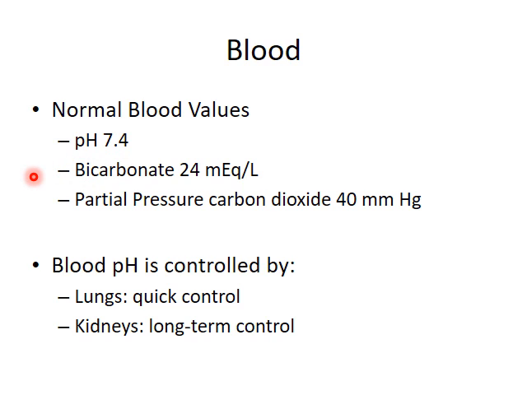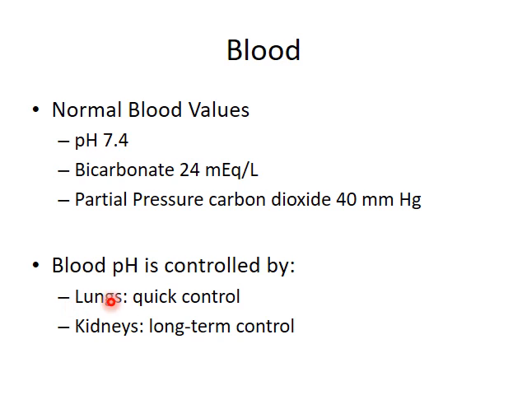This is under control by the kidneys, whether or not the kidneys excrete or resorb or retain, move back to the blood, the bicarbonate. Partial pressure of carbon dioxide, we saw in our diagrams with the lungs, 40 millimeters of mercury. So Hg is mercury for our partial pressure. That's controlled by the lungs.